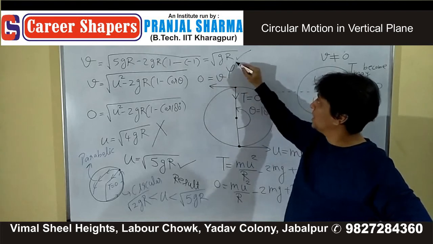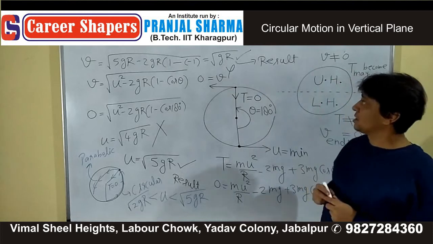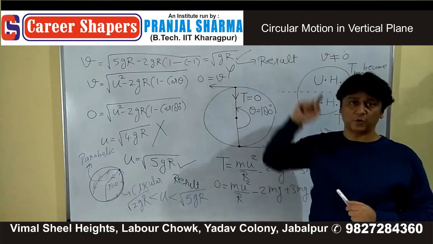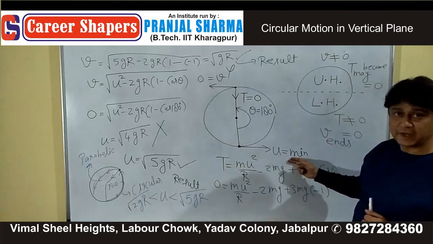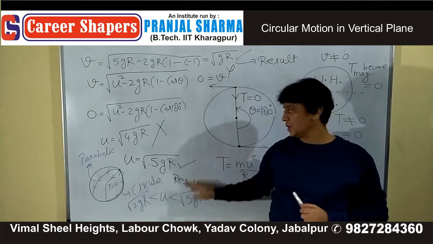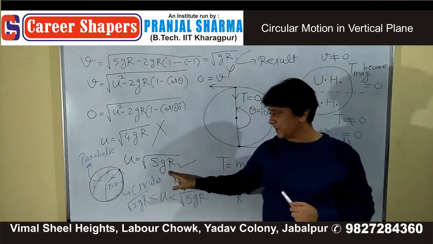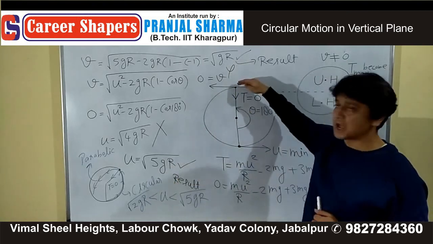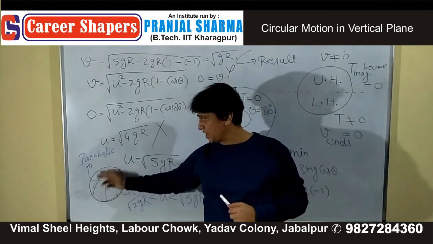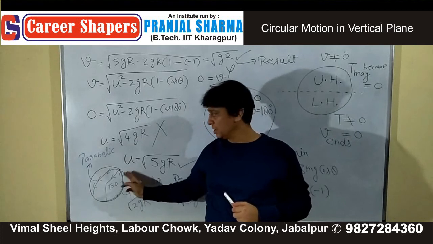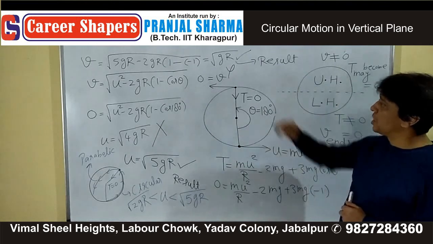Remember this also as a result. All these are important results. But remember, at the highest point, velocity is root GR only if at the lowest point it's root 5 GR. If you increase it, this will also increase. If you decrease it, it will not reach the highest point. It won't be able to complete the full circle. It will follow this trajectory, which is part circular and part parabolic. Note down this much.